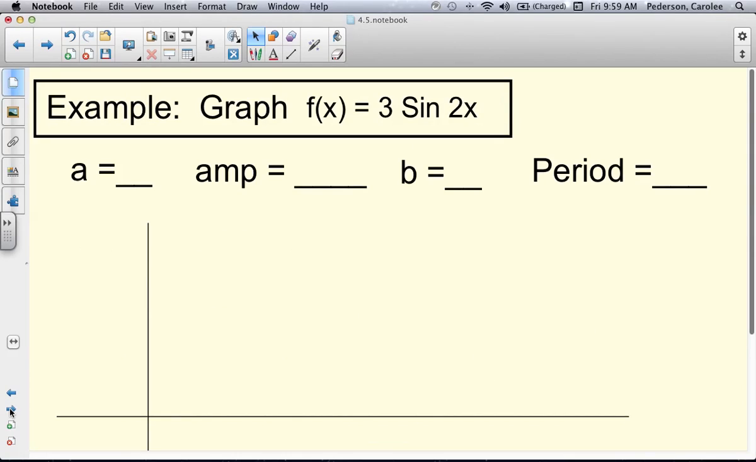All right, so let's graph this one first. The function 3 sine of 2x. And before I ever go out and graph any sine or cosine function, I take apart the pieces in the equation to help guide me through the graphing of the problem. So I have 4 pieces that I'm focusing on: the A, the B, the amp, and the period.